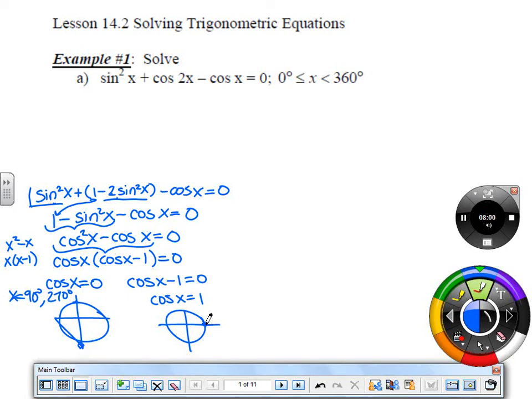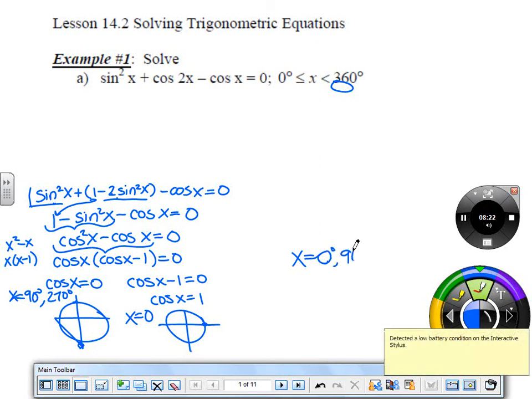Now, do we include both 0 and 360? No, according to the inequality, we can be 0, but we're not going to be 360. That's just helping them not overlap any locations. So this equation is going to be true when x is equal to 0. So I actually have 3 solutions to this problem, okay, that x could be equal to 0 degrees, 90 degrees, and 270 degrees.